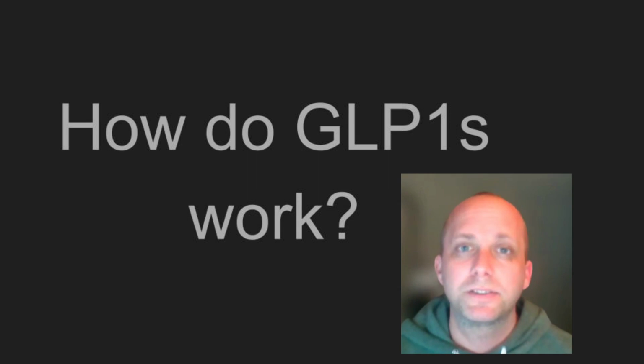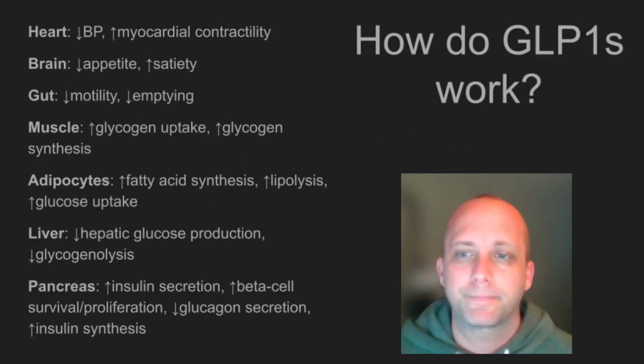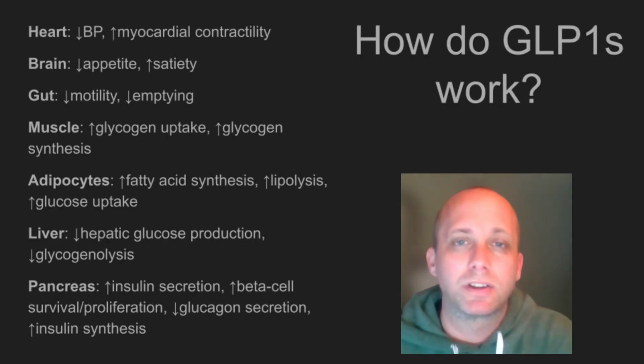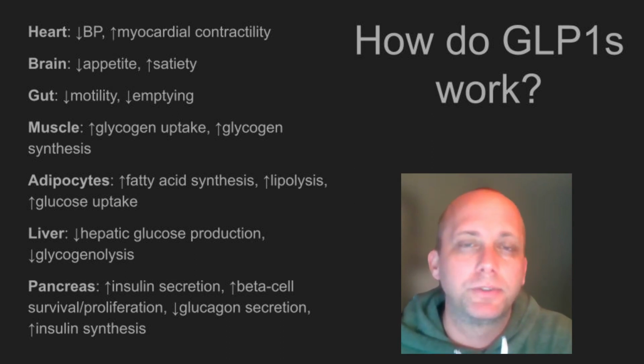So you'll ask yourself, how do the GLP-1 receptor agonists work? GLP-1 receptor agonists are working across many different organ systems. In the heart, they're decreasing blood pressure and decreasing cardiac contractility. In the brain, they're decreasing appetite and increasing satiety. In the gut, they're decreasing motility and gastric emptying.